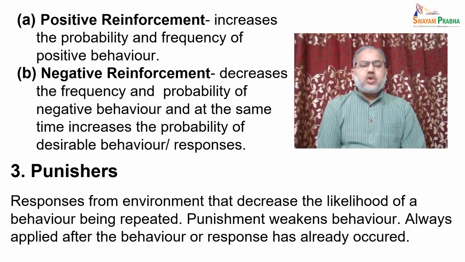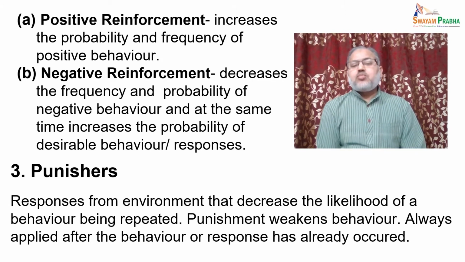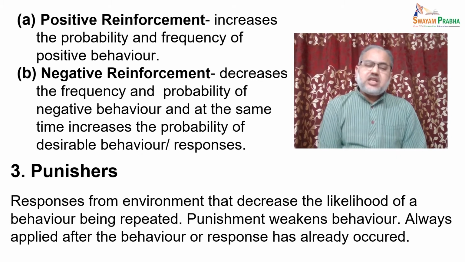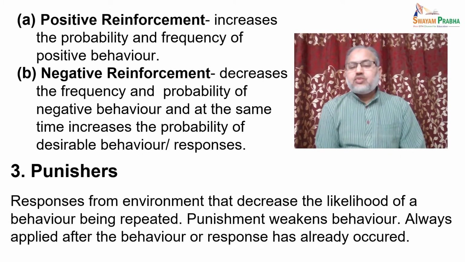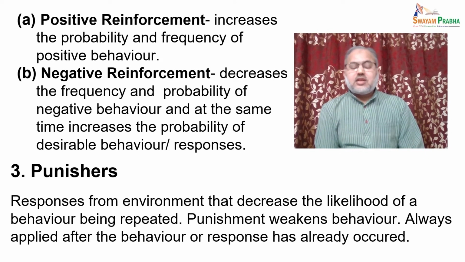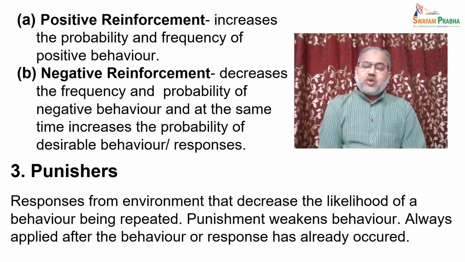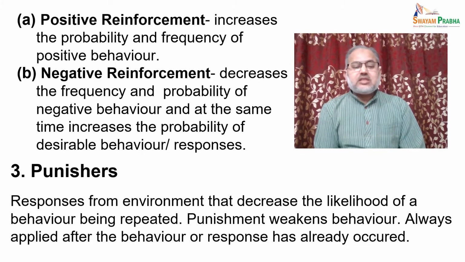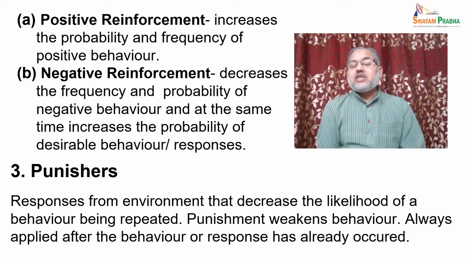Positive reinforcement increases the probability and frequency of positive behavior, whereas negative reinforcement decreases the frequency and probability of negative behavior, and at the same time increases the probability of desirable behavior or responses. The third one is punishers. Responses from the environment that decrease the likelihood of a behavior being repeated are called punishment. Punishment weakens behavior. It is always applied after the behavior or response has already occurred.